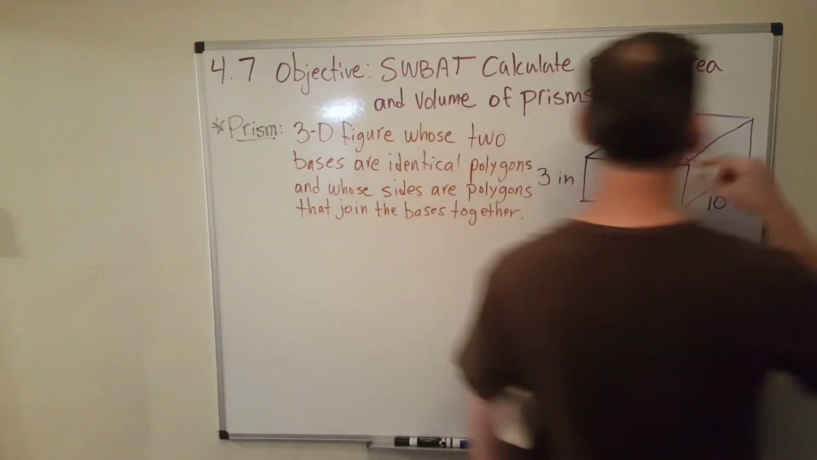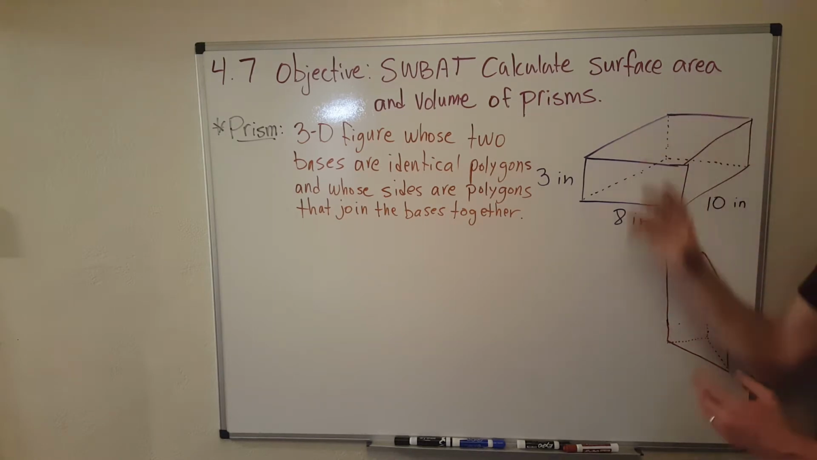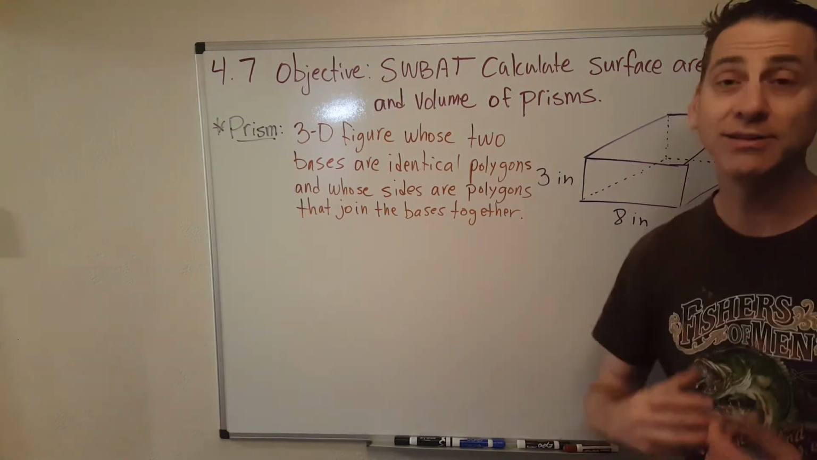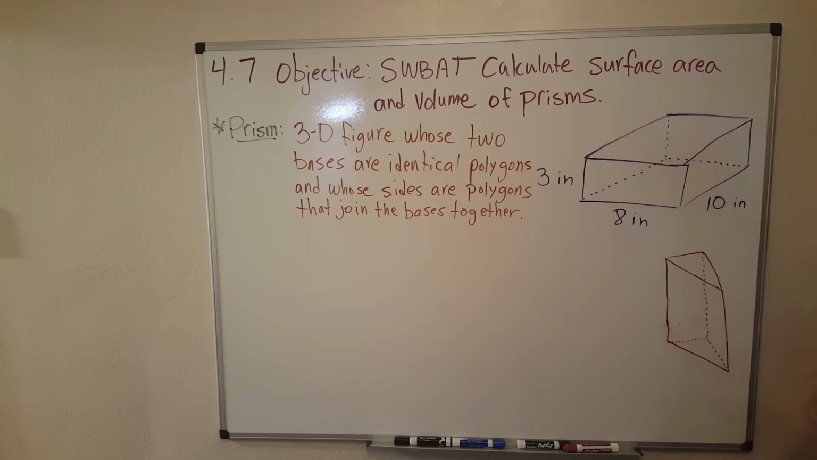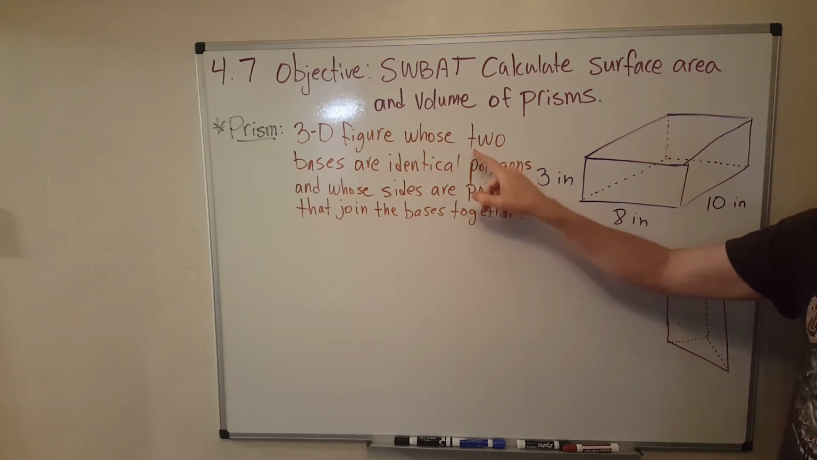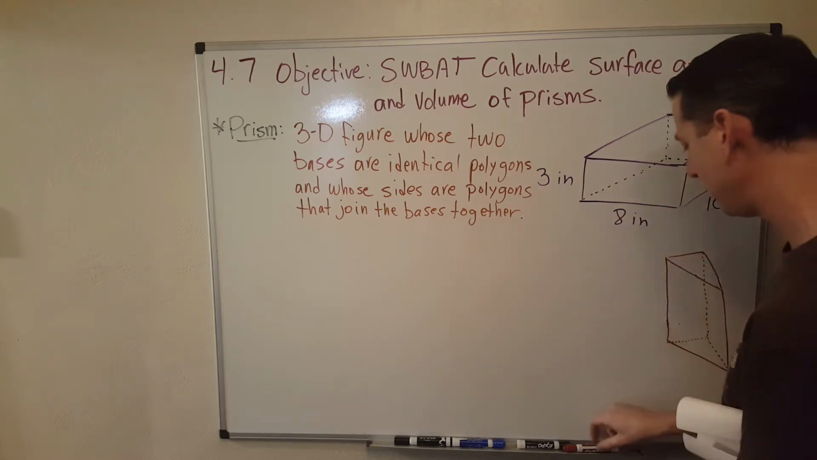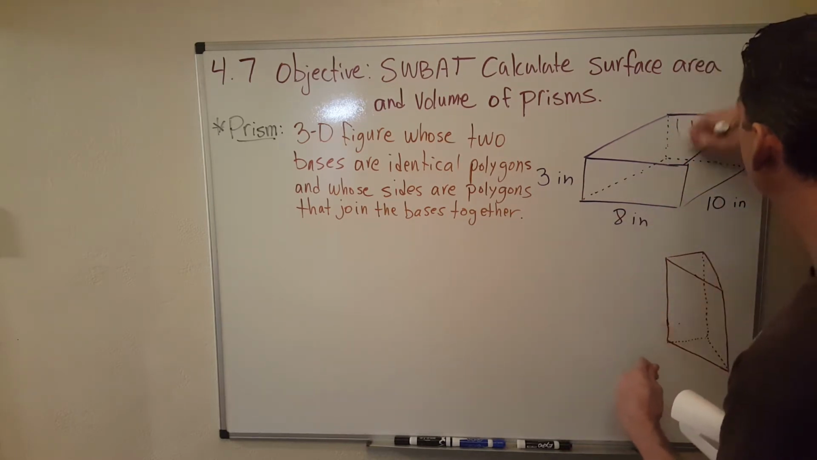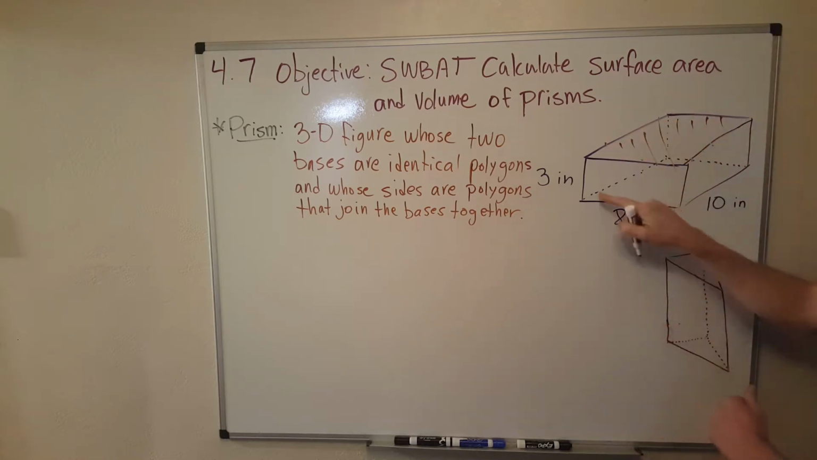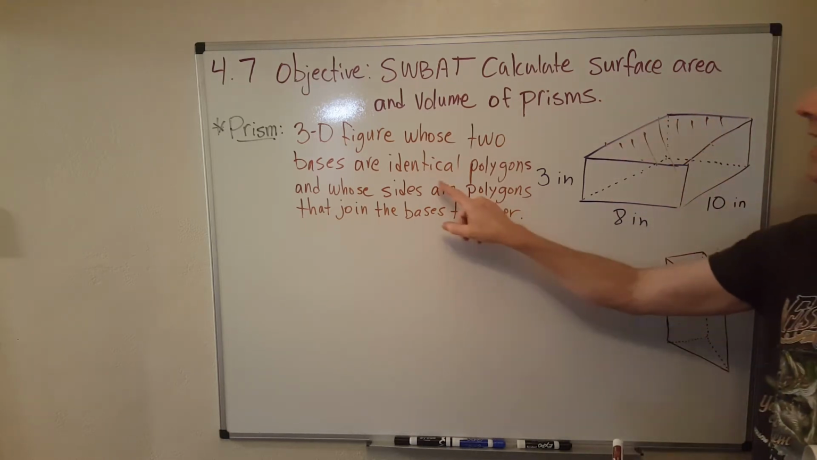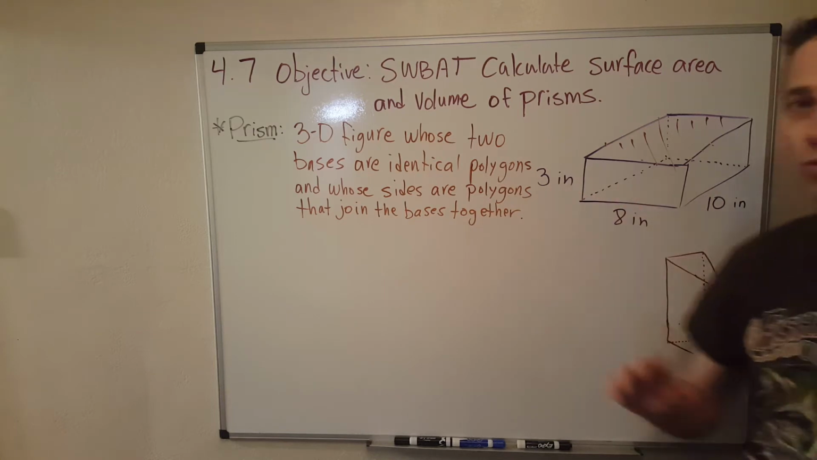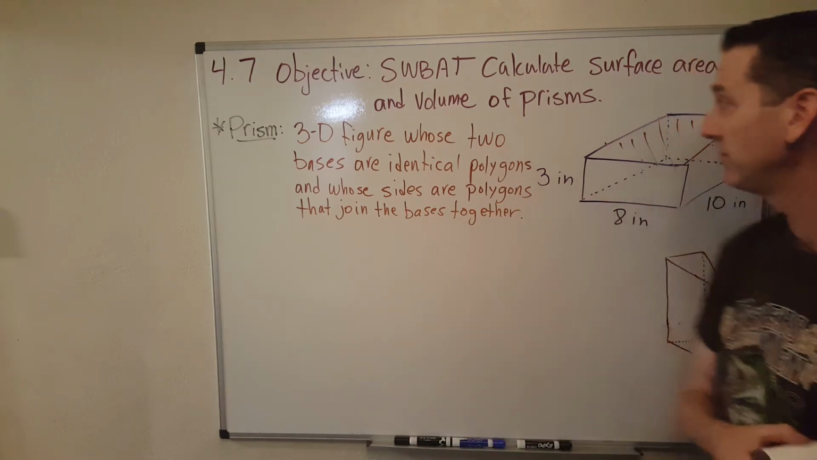So for example, take a look at this right here. Looks like a box, right? Well, technically it's a prism. Why? Because first of all, it's a three-dimensional figure. The two bases, the top right here and the bottom right below it, are identical polygons. They're identical rectangles.